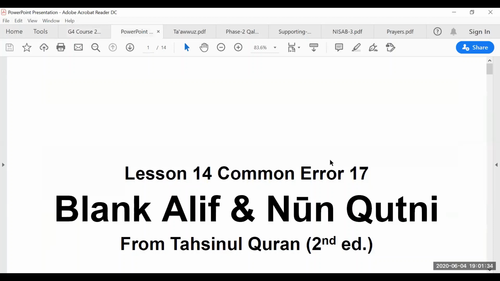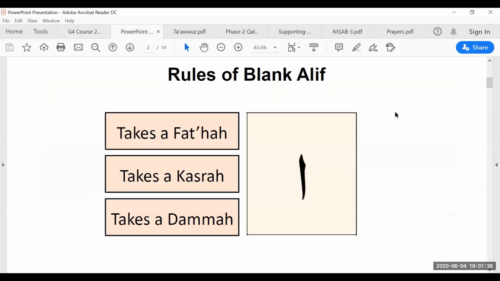So now we are going to start our lesson. In the previous lesson, we learned that blank alif, just like all other blank letters, should be dropped when reading in continuation. So in wasl, it should be dropped completely. However, today we will look at it from a different perspective, not from the continuation perspective, but from the perspective of pausing.